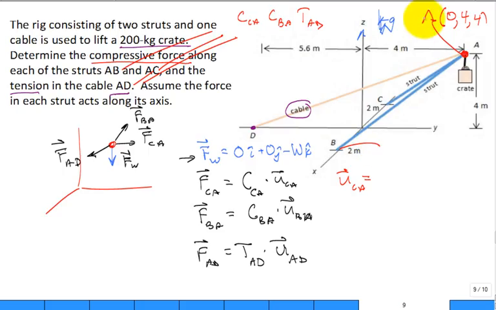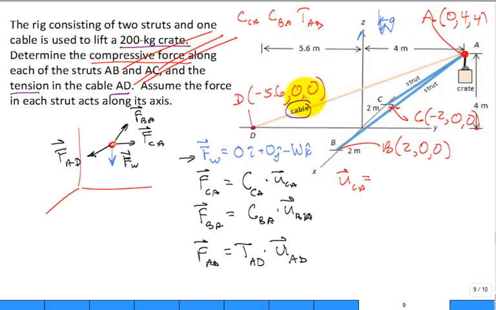Location of point B. So this would be like A. Get the location of point B. 2, 0, 0. How about the location of point C? -2, 0, 0. And the location of point D? -5.6 meters, yeah. 0, 0. Now that I have those two, did I do it right?